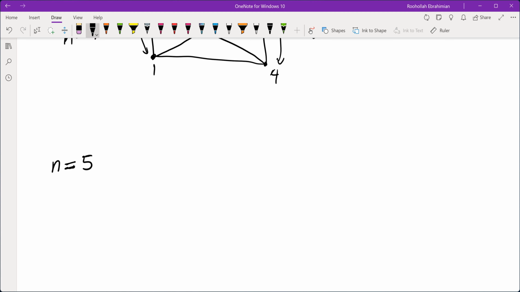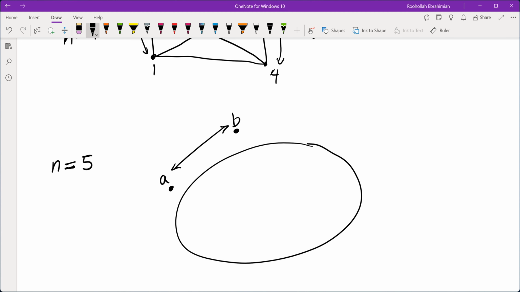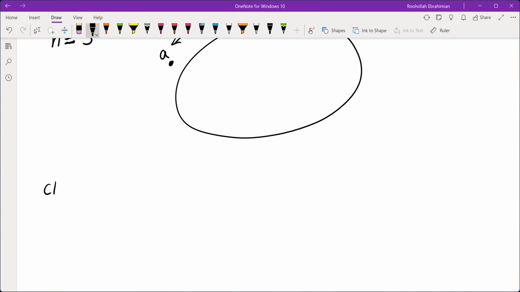If we look at n equals 5, we can consider the shortest distance. So let's say A and B are the closest two houses. These two must swap visitors, and then for the rest of it, we'll have to basically use induction. So the claim is this. The claim is that this works if and only if n is even.